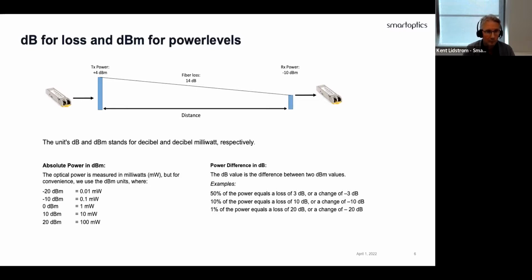And it's a kind of logarithmic scale here. So if you go up in power to 10 dBm, then you have 10 milliwatts, and at 20 dBm you have 100 milliwatts. You see the table there with some of the comparisons. So it's simple mathematics to calculate it. There's a formula to do that. And if we then look at power differences, then the dB value is the difference between two dBm values.